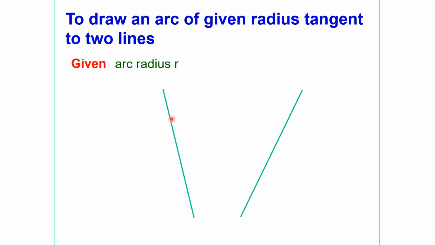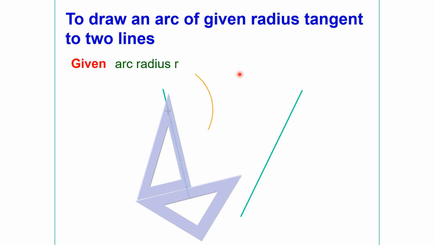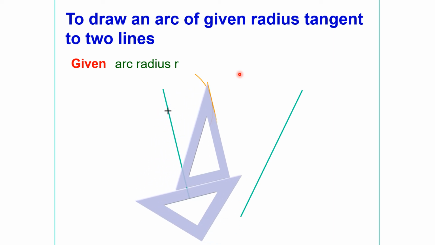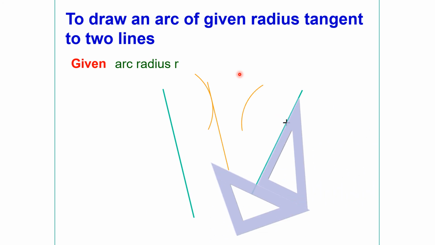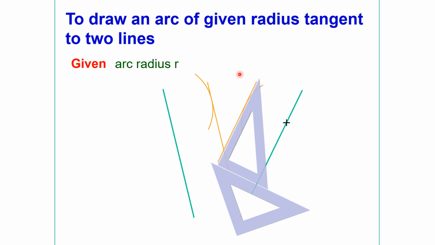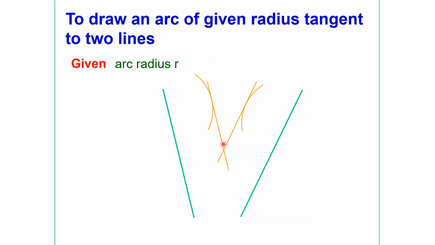Now in this exercise I want to draw an arc of radius r which will touch these two lines to make a tangent. So here open the radius r at any point, okay, you got the point. Draw a parallel line. Similarly for the left arc, parallel line, you will get the point of intersection.